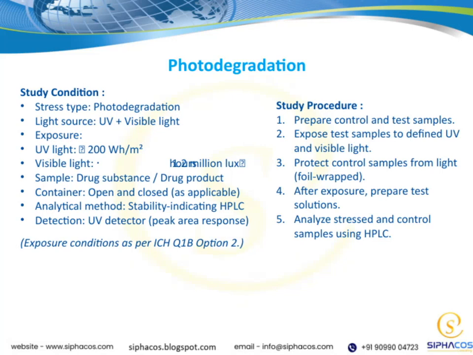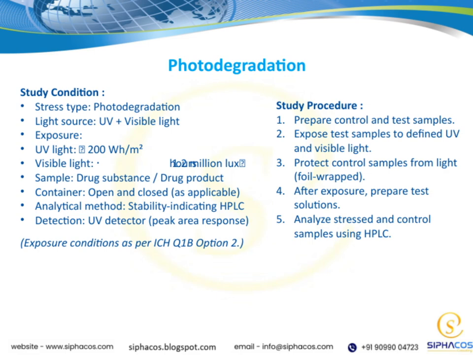Let's walk through the study procedure. First, we prepare both control and test samples. The test samples are then exposed to a defined amount of UV and visible light, simulating conditions that could cause photodegradation. Meanwhile, the control samples are protected from light, typically wrapped in foil, to serve as a baseline for comparison.